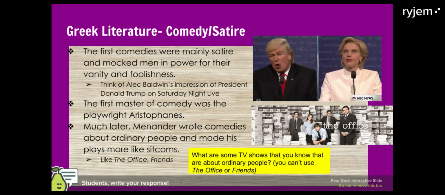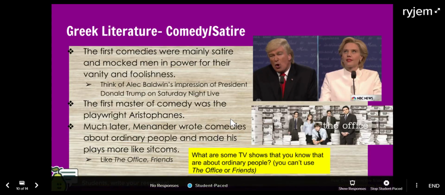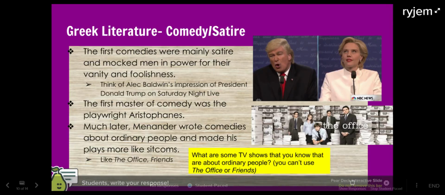That is Greek comedy. And one of the first masters of comedy was a playwright, Aristophanes, I believe is how you say his name. But then after Aristophanes, and he's the one who's really doing this political satire, making fun of people in power, then we're going to have Menander, and he's going to come along and write comedies that are more about ordinary people, not people in power, just ordinary humans, and he's going to make his plays more like sitcoms, like TV sitcoms.